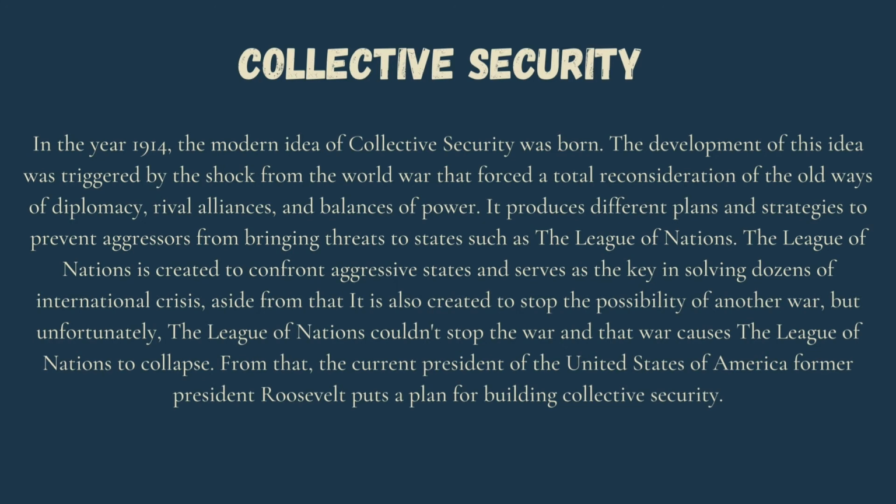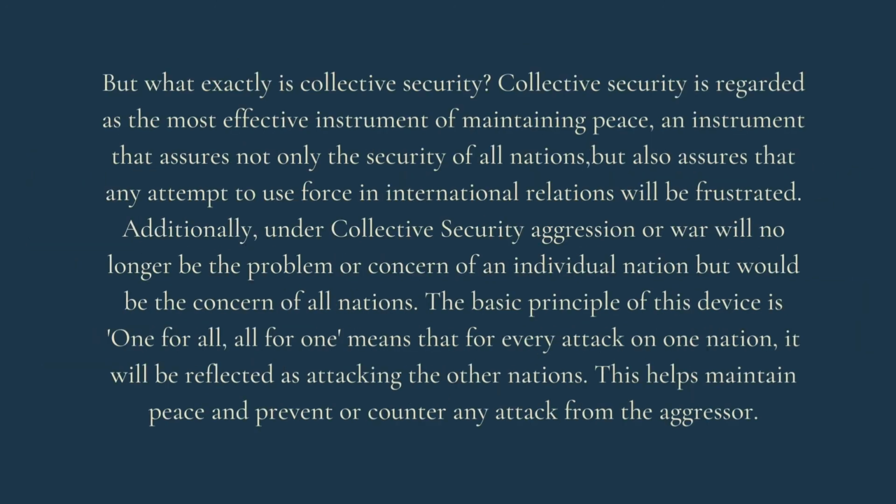It produced different plans and strategies to prevent aggressors from bringing threats to states, such as the League of Nations. The League of Nations was created to confront aggressive states and serve as the key in solving dozens of international crises. Aside from that, it was also created to stop the possibility of another war. But unfortunately, the League of Nations couldn't stop the war, and that war caused the League of Nations to collapse. From that, President Roosevelt of the United States fused a plan for building a collective security.